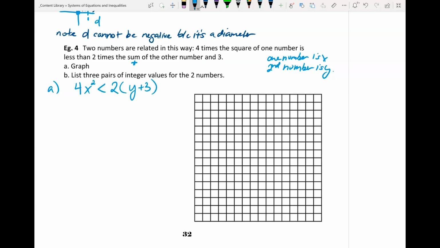Remember to consider your order of operations. We're going to do y plus 3 before multiplying it by 2. 2 times the sum. So 2 times the sum here. Okay, so that's our inequality. We're going to simplify this. Multiply that 2 to each term, and then subtract 6 on both sides, and then we can divide both sides by 2.